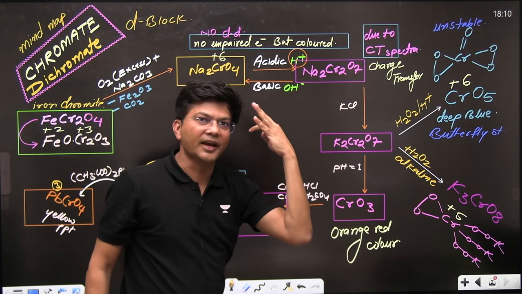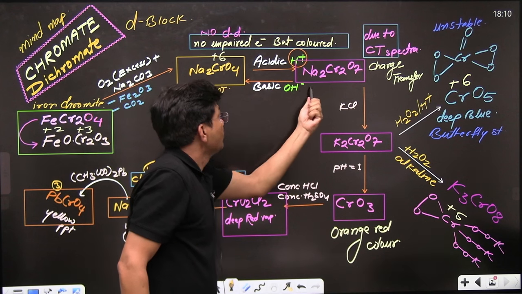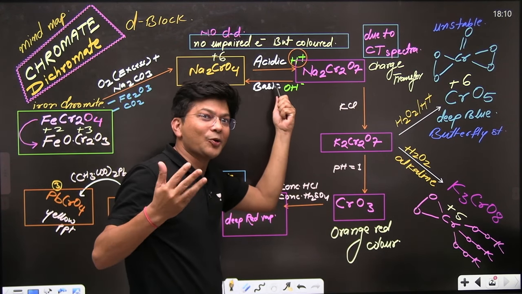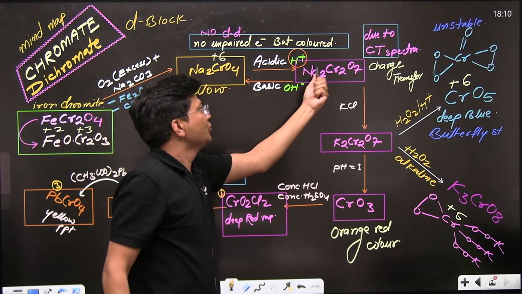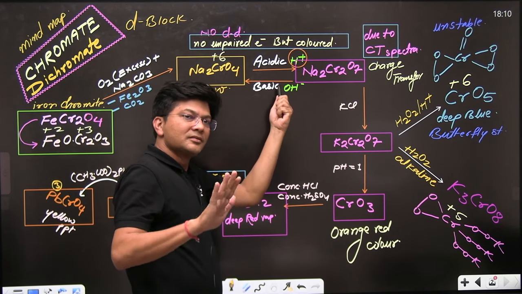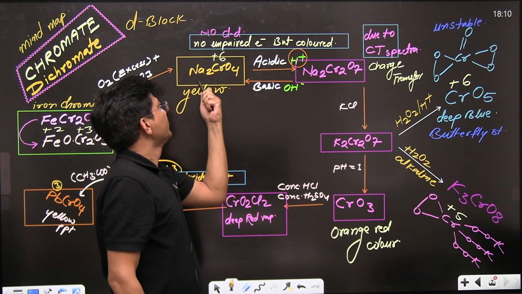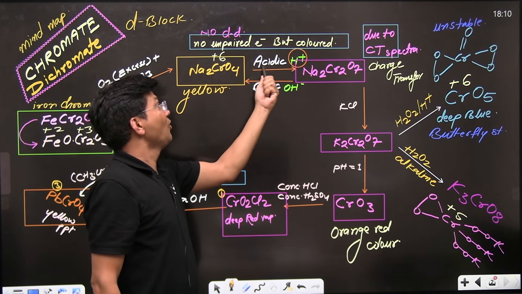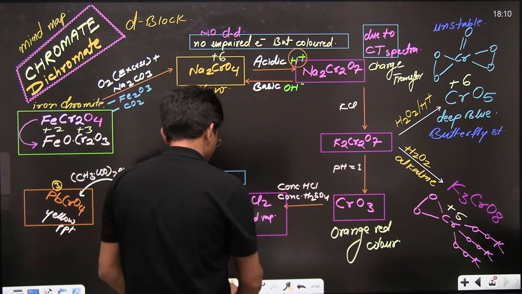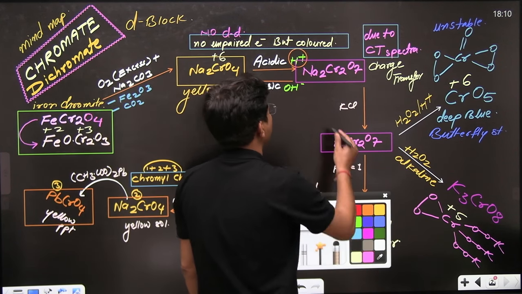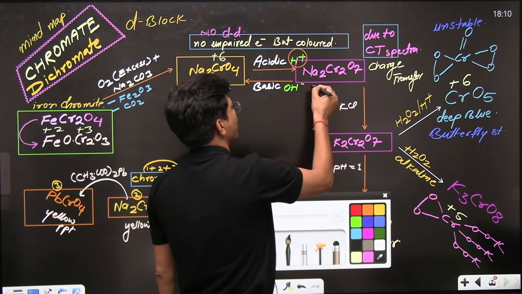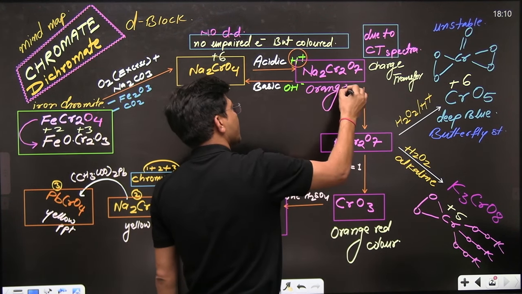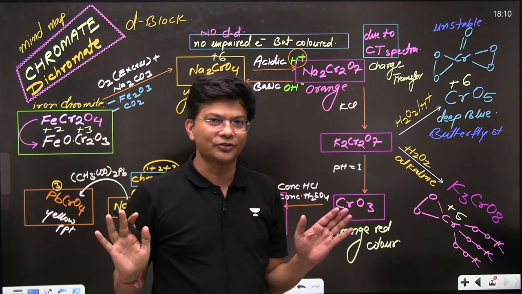And Hanumanji said, if you are consuming a basic medium, you are going to a pub, alcohol is basic, then your growth will come down and you are once again a yellow, dirty fellow. And if you are eating orange, your color will become orange. So sodium dichromate is orange colored. Is it clear to all of you, dear students?